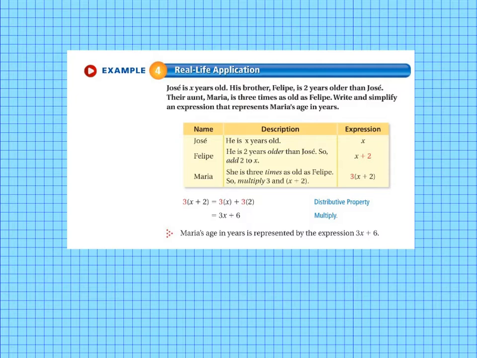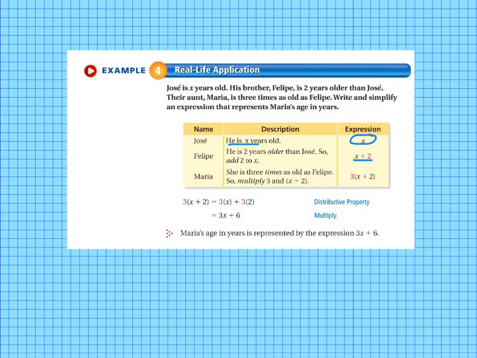So we don't know how old Jose is. We just know he's X years old. So the expression for his age is X. Felipe is 2 years older than Jose. So we're going to add X plus 2.